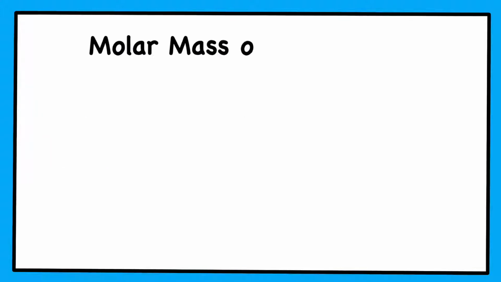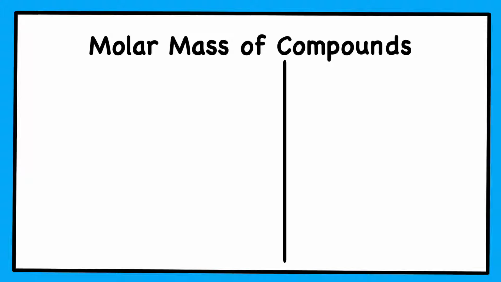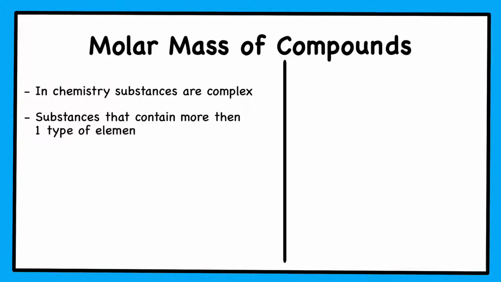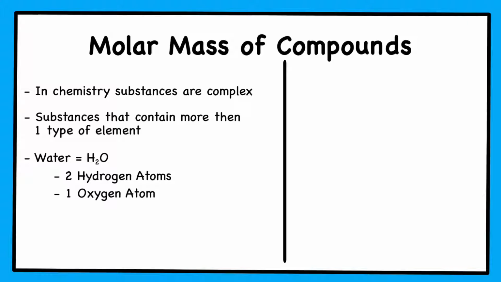So, in our last video, we discussed how to find the molar mass of a specific element. The issue becomes, in chemistry, we deal with much more complex substances than just pure elements. A majority of the time, we are going to be dealing with substances that contain multiple elements. For example, if we have water, we have H2O. We know that we have 2 hydrogen atoms to 1 oxygen atom. How, though, do we find the molar mass of this compound? The answer is we just add up all the components of the chemical formula.